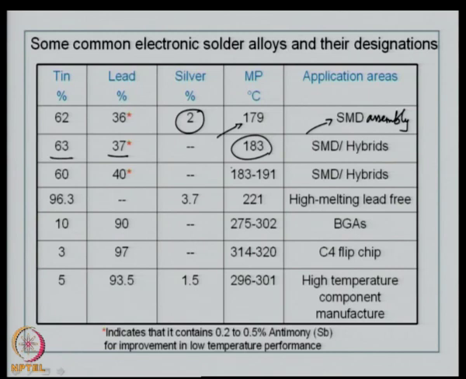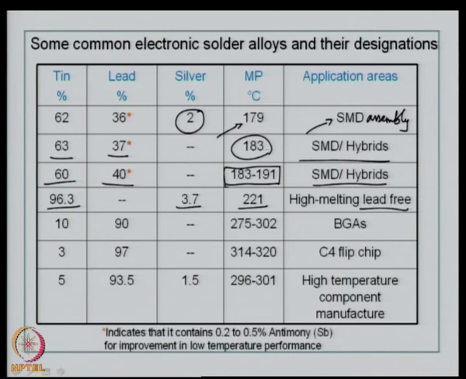Then the melting point 183 is used for through hole components, SMD, hybrid devices and so on. I talked about 60/40 is also possible. Melting point range is 183 to 191, used in SMD and hybrids. Then you have some uncommon solder alloys like tin 96.3, silver 3.7, melting point 221. This is a high melting lead free material.